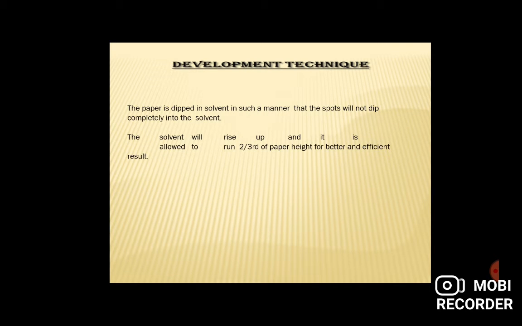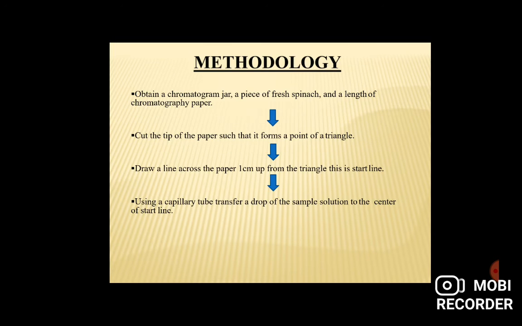In the development technique, the paper is dipped in a solvent in such a manner that the spot will not be dipped completely into the solvent. The solvent will rise up and it is allowed to run 2/3 of the paper height for a better and efficient result. Methodology: all the steps involved in paper chromatography.